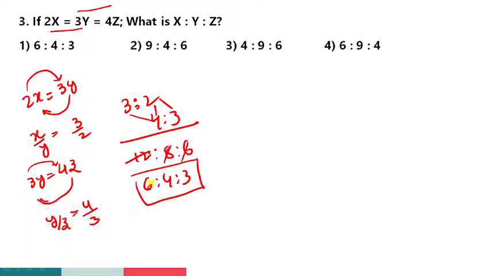6:4:3, guys. 6:4:3. Which option is the right answer? Option A is the right answer, guys. If you go by the basic method, we are definitely taking 1 or 2 minutes. I think it's a waste of time here. I'm going to use one more logic.